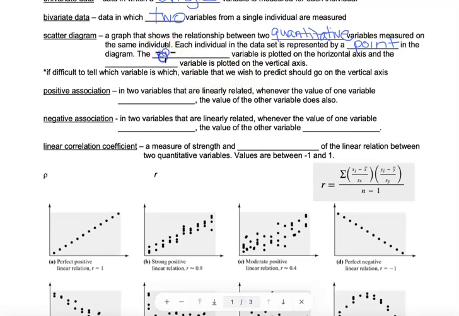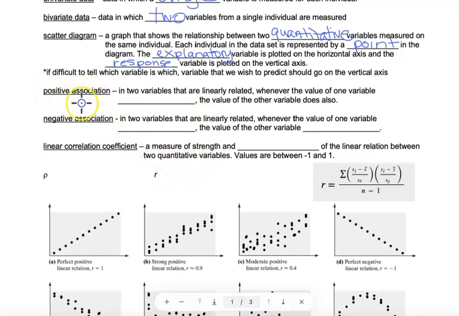The explanatory variable is plotted on the horizontal axis, so that's your input, your independent variable, and the response variable is plotted on your vertical axis or your y-axis. That is your dependent variable. So your response variable is dependent upon the value of the explanatory variable.